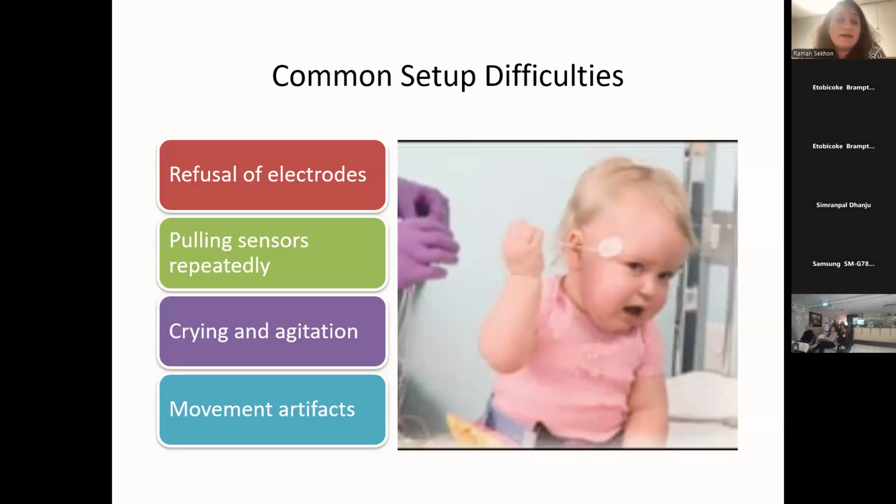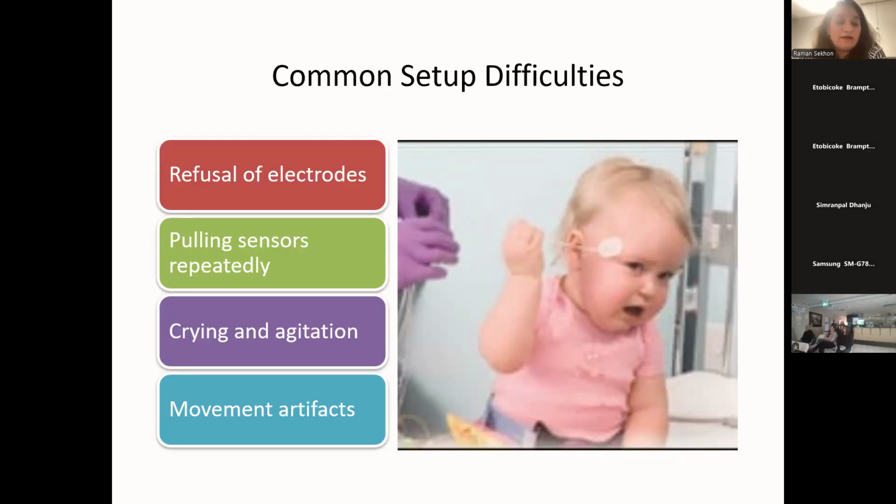So at this point again, the technologist should be calm and continue the process. Then there is crying and agitation. Younger children tend to cry and get irritated quickly, so it's hard to put on electrodes and sensors, and it requires more time and interventions. Sometimes extra assistance, like other technologists, may be required to help in the procedure.